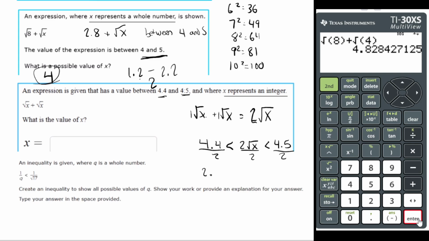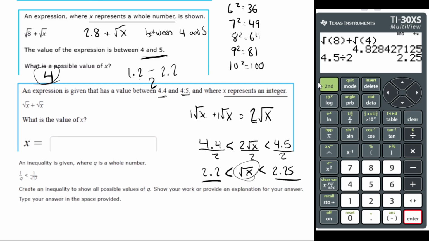4.4 divided by 2 is 2.2, is less than the square root of x. 4.5 divided by 2 would be 2.25. Yes? Double check. Always double check your work on tests. Good. So now we know that the square root of x has to fall between 2.2 and 2.25.